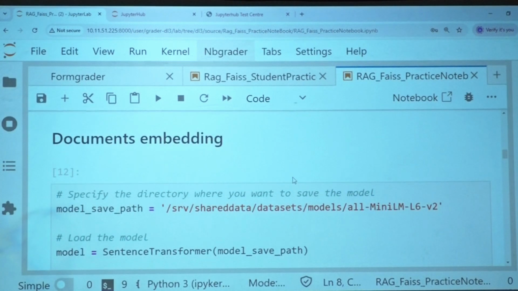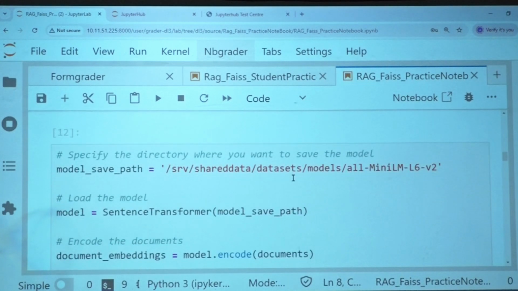Okay, so we'll build a model, and so there is a model save path. Whatever the model save path is given, now we are loading from there, this is where the model is to be found. I think we have given the model to all of you, so that is the place where we have located the model.